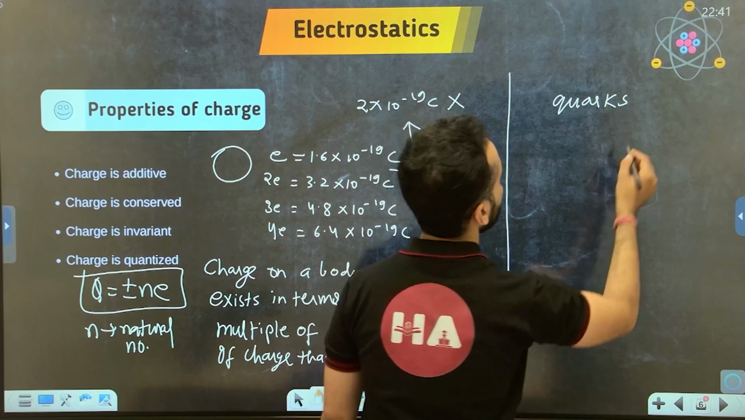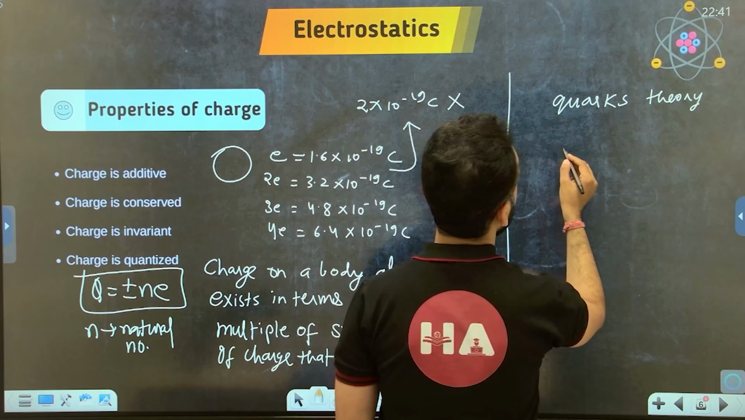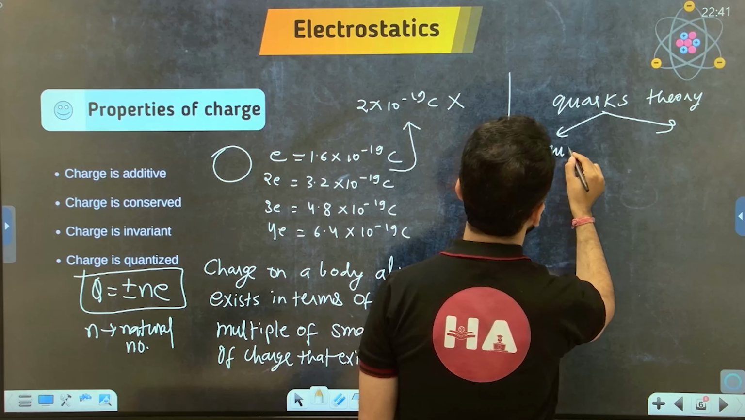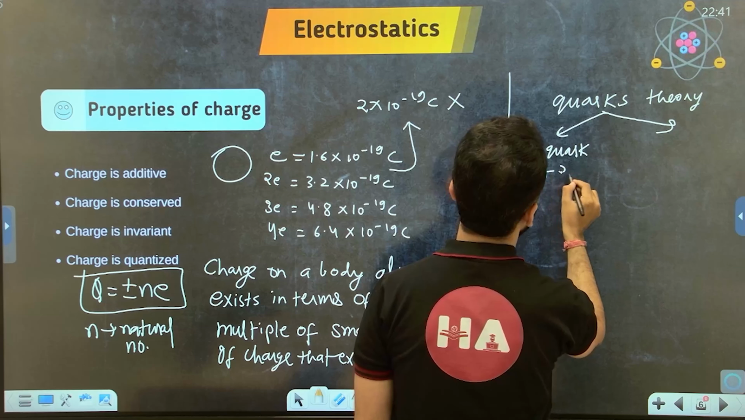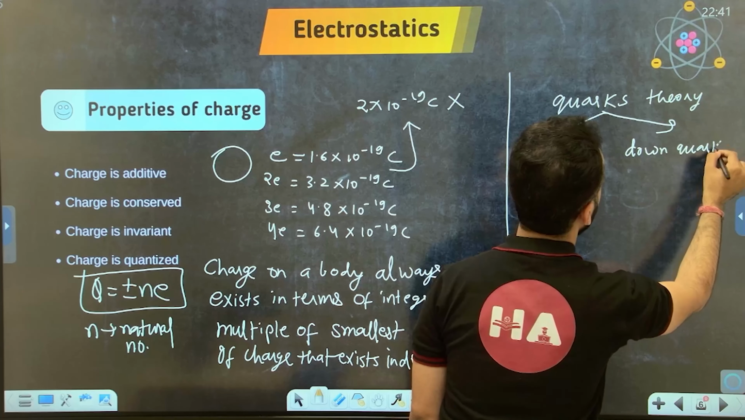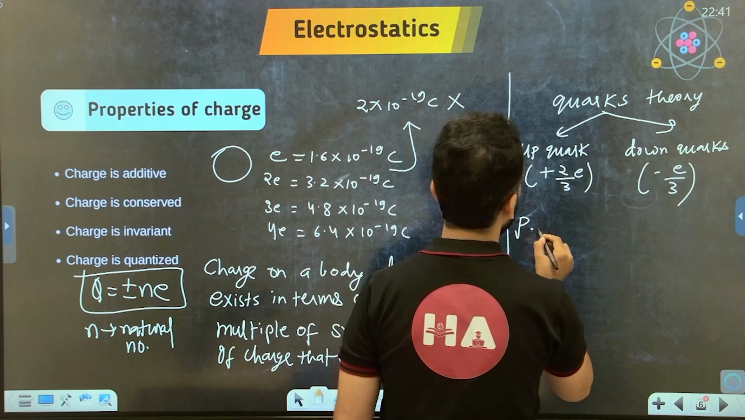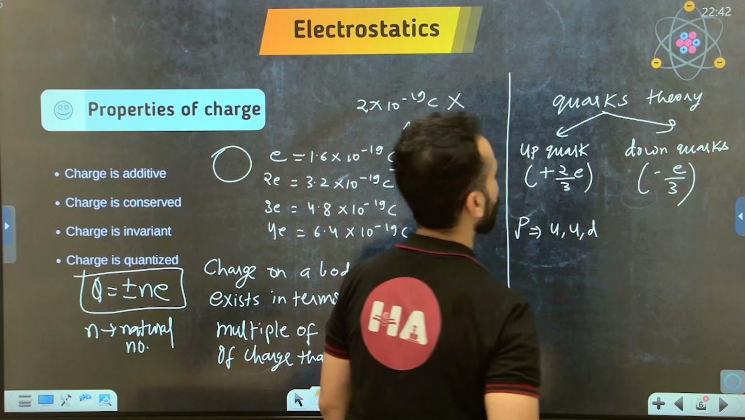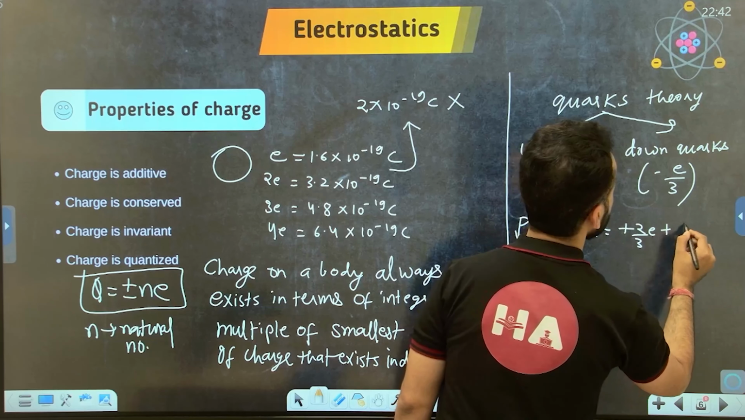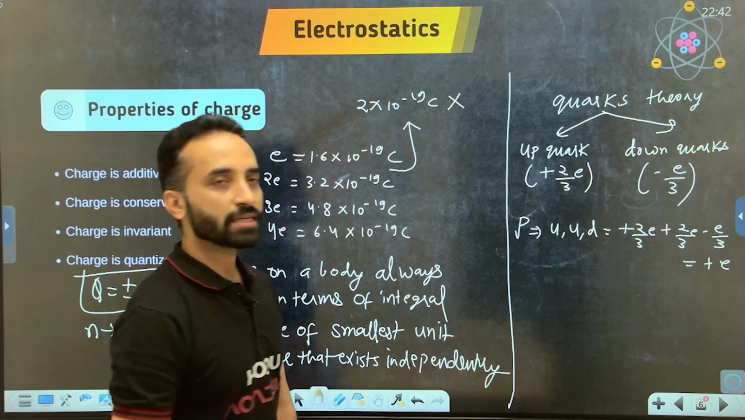I'm assuming that there are only two types of quark, though there are anti-quarks as well. If we believe that there are two types of quarks, one is the up quark that has a charge of plus 2/3e, and then there are down quarks which have a charge of minus e/3. So we can assume that a proton is built up of two up quarks and one down quark. So plus 2/3e plus 2/3e minus e/3, that's going to be plus e. Can you imagine that? Of course, yes.